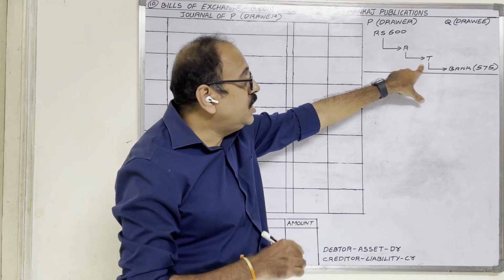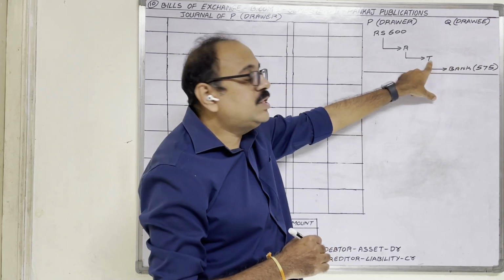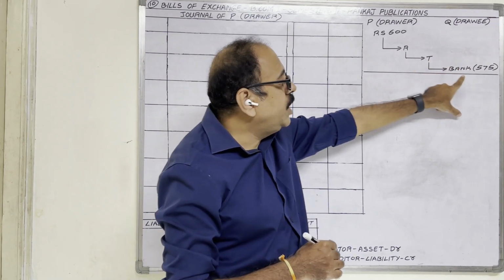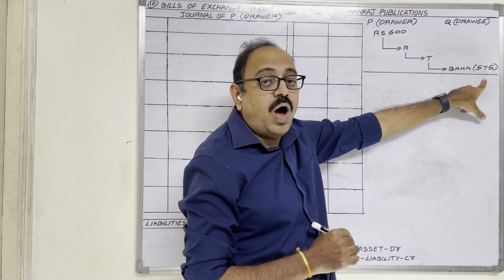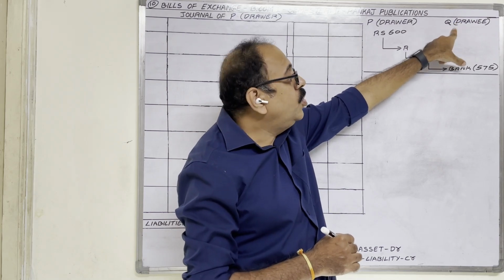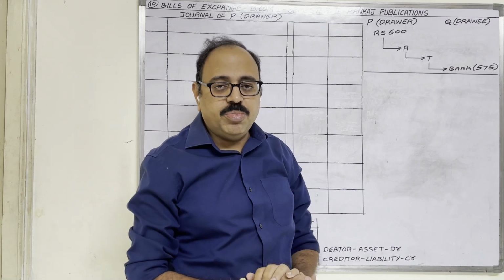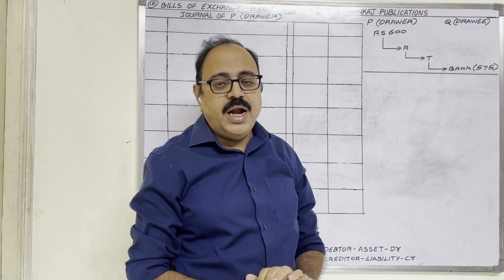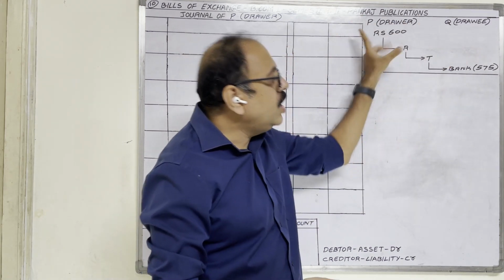T discounted this bill with a bank. Before the due date of the bill, T needs money, so he sold that bill to the bank for 575 rupees. Finally, on the due date, the bank went to Q and Q dishonored the bill. Q failed to pay this bill amount of 600 rupees. So this is the question, and what is it asking us to prepare? Journal entries in the books of all these parties.